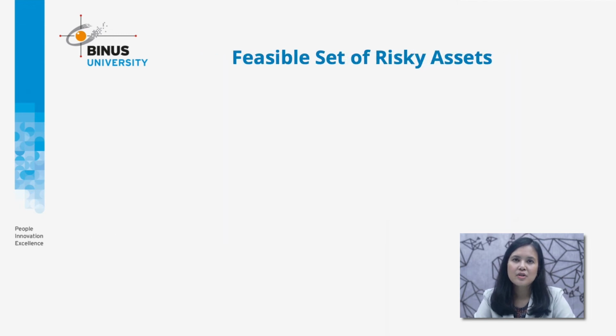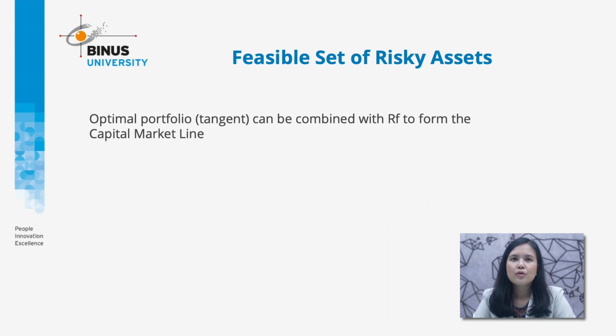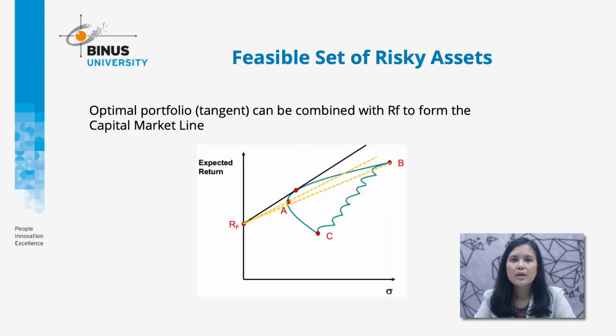Please see the picture of the efficient frontier. The optimal portfolio, the tangent, can be combined with the risk-free asset to form the capital market line. It represents portfolios that optimally combine risk and return. It is a theoretical concept that represents all the portfolios that optimally combine the risk-free rate of return and the market portfolio of risky assets. Under the CAPM, all investors will choose a position on the capital market line by borrowing or lending at the risk-free rate. This maximizes return for a given level of risk.